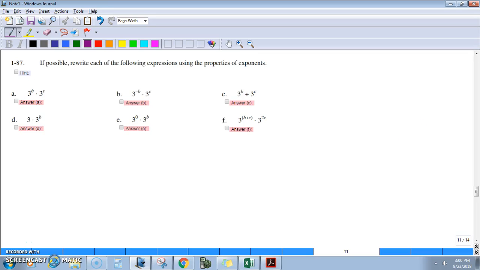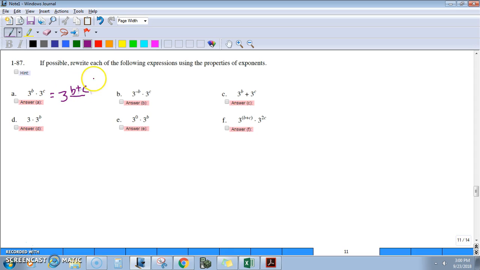All right, so it says, if possible, rewrite each of the following expressions using the properties of exponents. And I'm going to go ahead and say it's possible because they all have the same base number. They all have base numbers of 3, so we can use our properties of exponents. When we're multiplying, we just add the exponents. So this is really 3 to the b plus c.